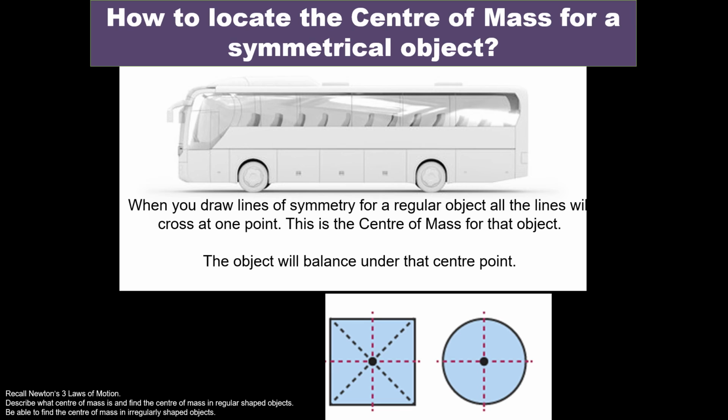So how do we locate the centre of mass for a symmetrical object? Well, you can draw lines of symmetry for a regular object and all of the lines will cross at one point, and that is the centre of mass for the object. The object will be balanced under that centre point. If you've got a circle, just draw the lines through the middle, and the middle point is the centre of mass. Same for the square, you just keep drawing the lines, and when they cross over, that is your centre of mass.